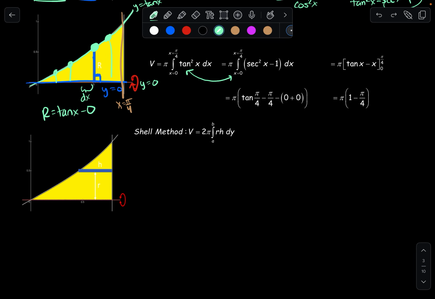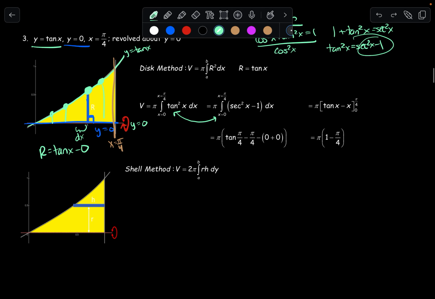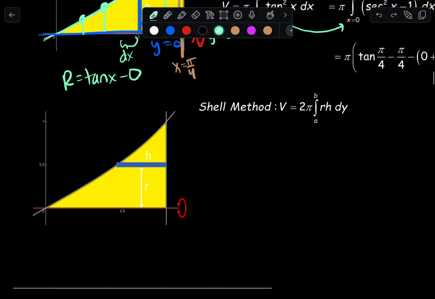So now let's see what this looks like with the shell method. All right, again, it's all about convenience. The disk method is way more convenient for this. You get it done in like 3 steps. Shell method, we might have to do a little bit more, but there are some topics in here that we need to discuss to help prepare you for the AP exam and the semester exam.